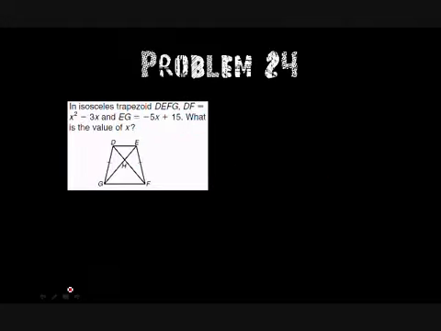Okay, so problem number 24, it says an isosceles trapezoid DEFG, DF, which is this one here, equals x squared minus 3x, and EG, which is this one here, is negative 5x plus 15. Since it's an isosceles trapezoid, these two diagonals have to be congruent to each other. So I'm going to set them equal.